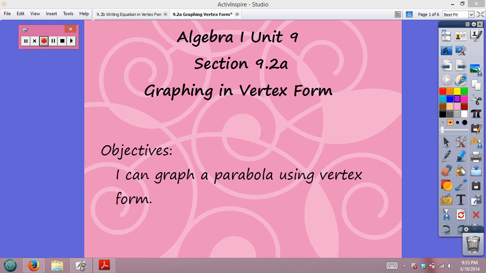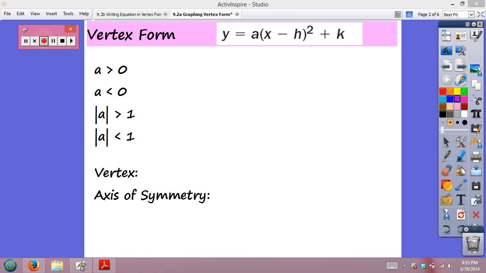In this lesson, we are going to be graphing a parabola using vertex form. Vertex form is written in the equation y equals a times the quantity of x minus h squared plus k. We're going to be following the same rules that we've learned for our a value in previous lessons.